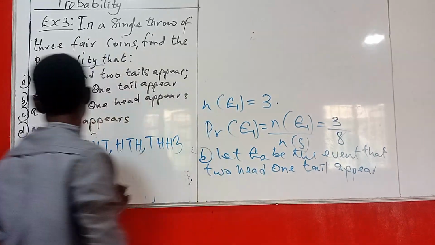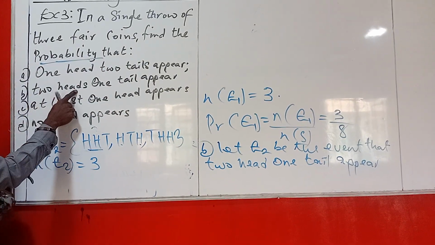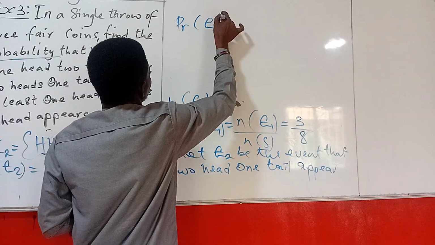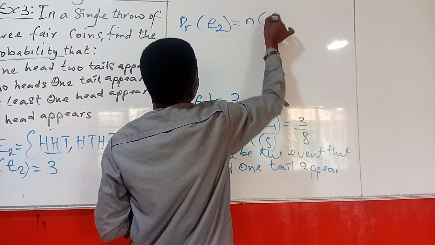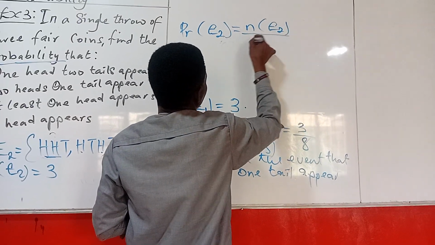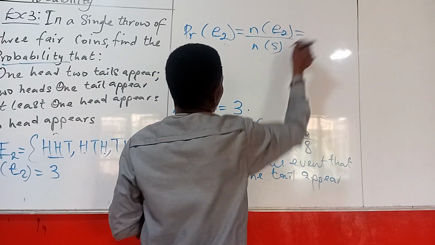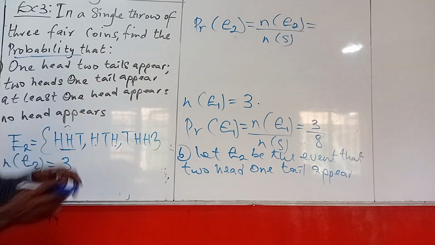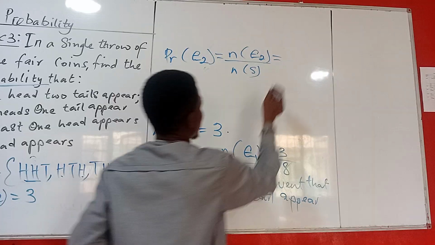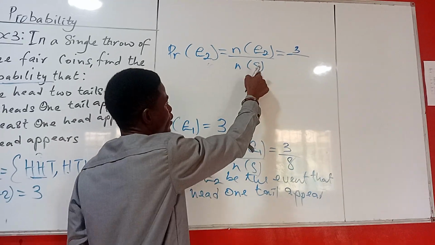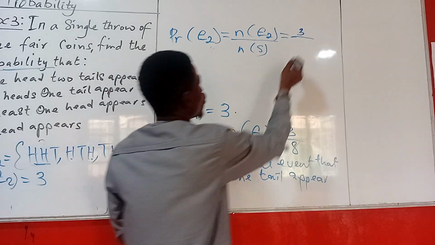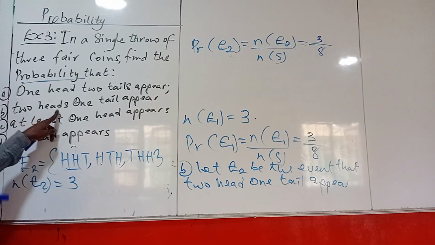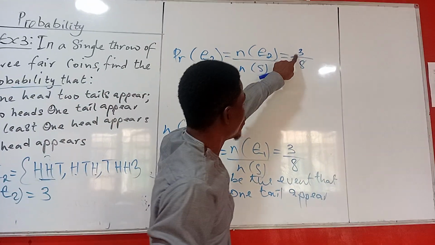to calculate the probability that two eggs and one tail? That will be P of E2 equals N of E2 over N of S. Don't forget that N of E2 is two eggs and one tail appear, and the number is 3. Then N of S, the possible answers, is 8. Therefore, to calculate the probability that two eggs and one tail appear, we have 3 over 8.